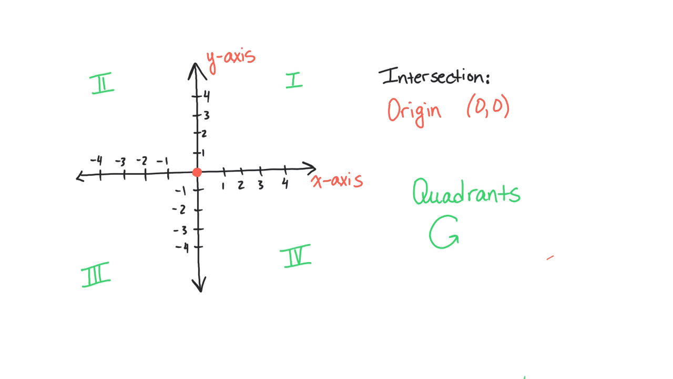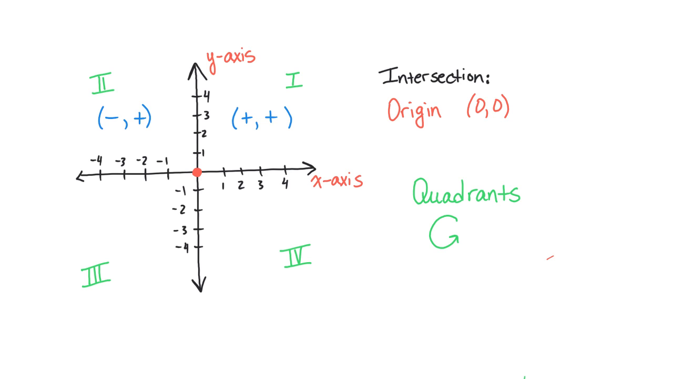It's important to note that each quadrant also has unique features. For example, if you are somewhere in the first quadrant, both of your coordinates are going to be positive numbers because you've moved to the right and you've moved up. In the second quadrant, your x-coordinate is going to be negative as you've moved left, and your y-coordinate is positive because you've moved up from the origin.